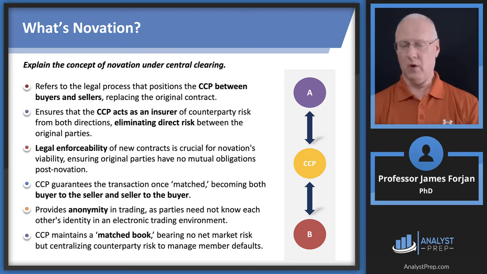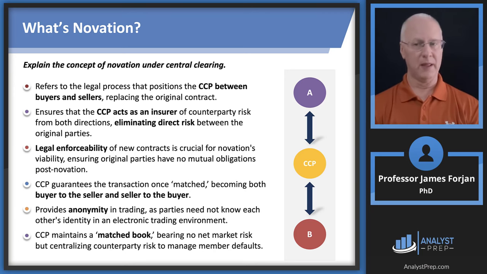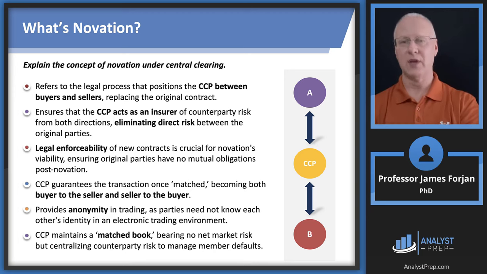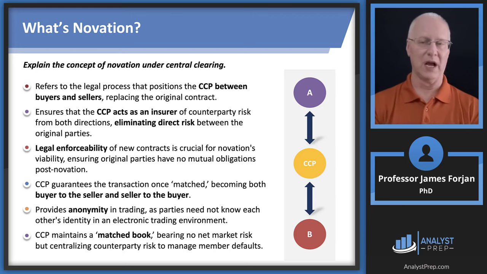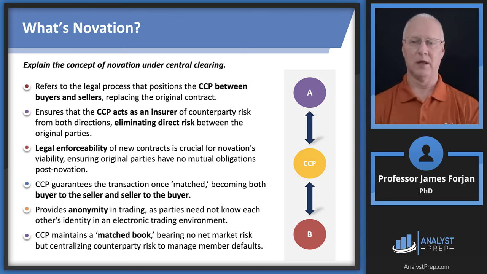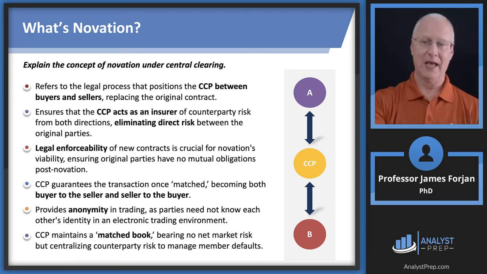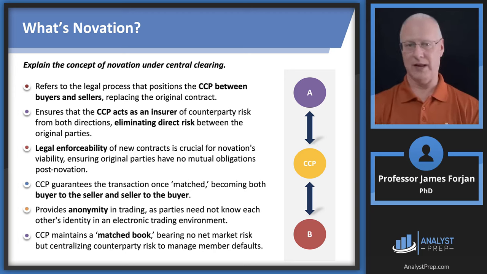Now, of course, none of this would work unless we had this legal ability to write separate contracts. And so that's exactly what happens, and this is called novation. What the central counterparty does is it writes a contract to A and it writes a contract to B. Therefore, A and B never have to know each other. They don't even need to know that they exist. But the central counterparty is liable to pay A and liable to pay B regardless of what happens during the course of the trading.